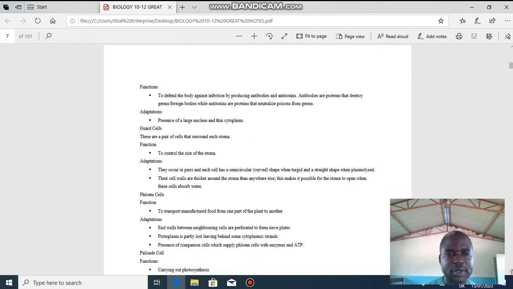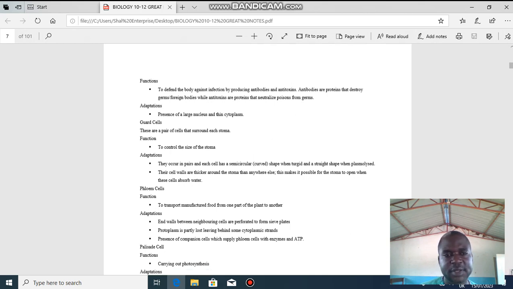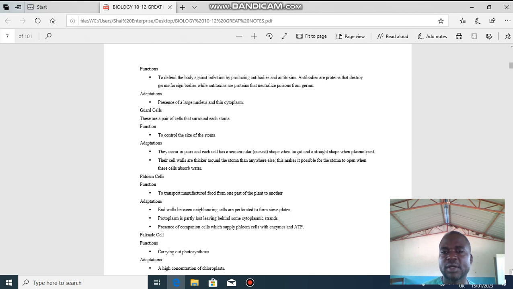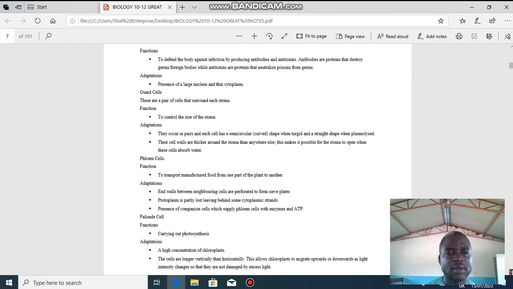Then we go to the guard cells. These are pairs of cells that surround each stoma. Their function is to control the size of the stoma. Then adaptations: they occur in pairs, and each cell has a semicircular curved shape when turgid and is straight when plasmolyzed, when they lose water. Their cell walls are thinner around the stoma opening than anywhere else. This makes it possible for the stoma to open when the cells absorb water.